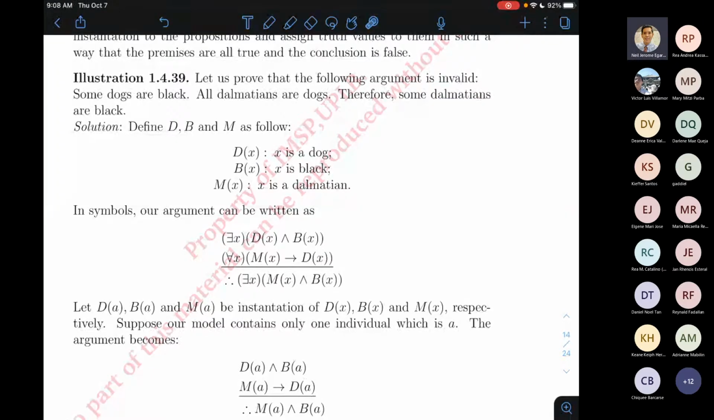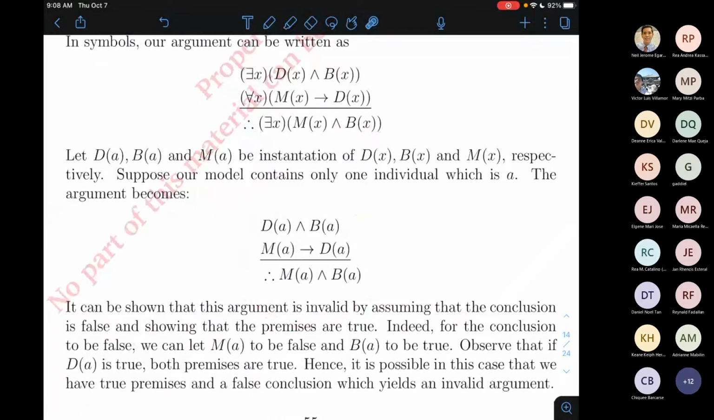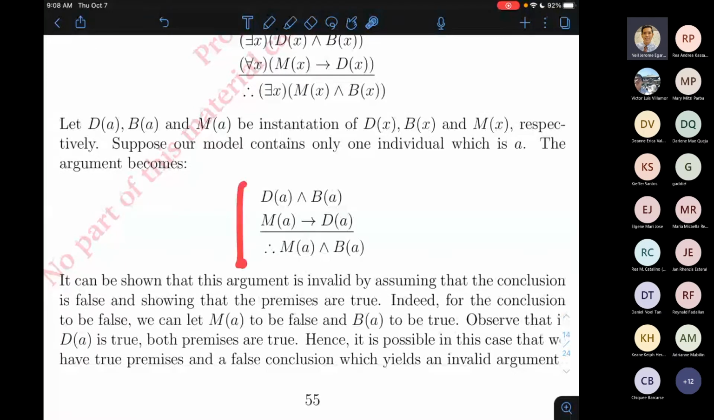Okay. Sabi ko kanina, medyo mahirap i-prove yung invalidity. So kailangan nating tingnan exhaustively or i-check yung possibility of getting true premises and yet a false conclusion. Okay? So we start with the simplest model. Kunwari, isa lang yung element ng domain. Okay? And that's what we call a one-element model. So here we instantiated the argument sa isang element A ng single element domain. So ito yung tinatawag nating one element model.